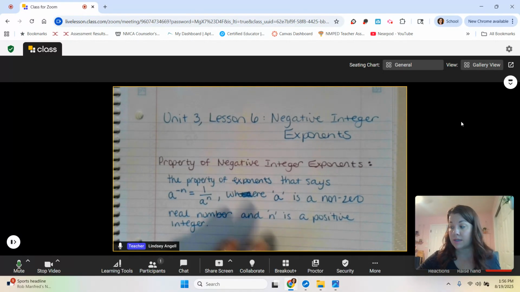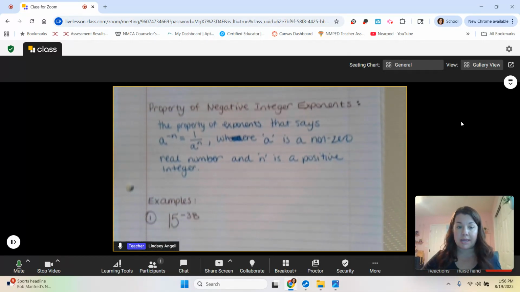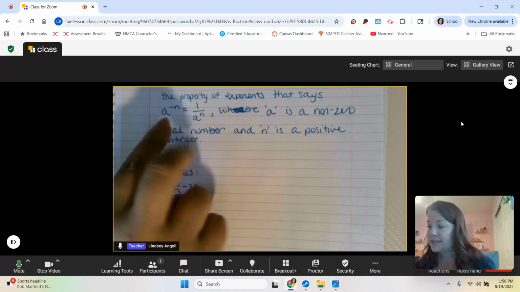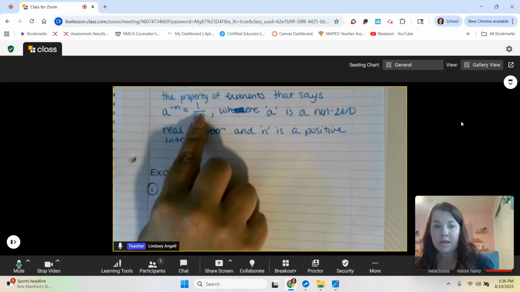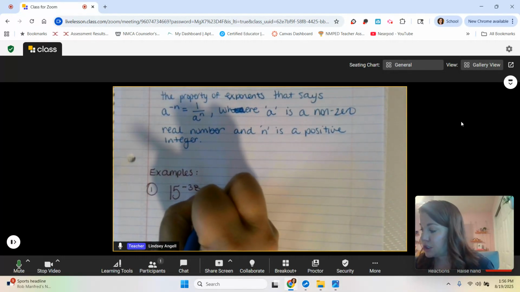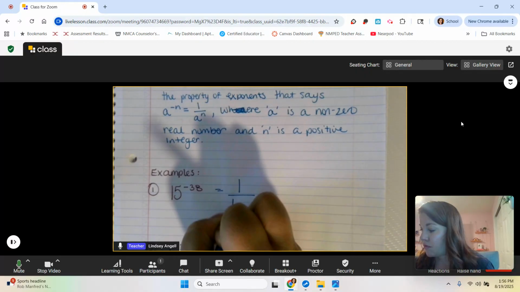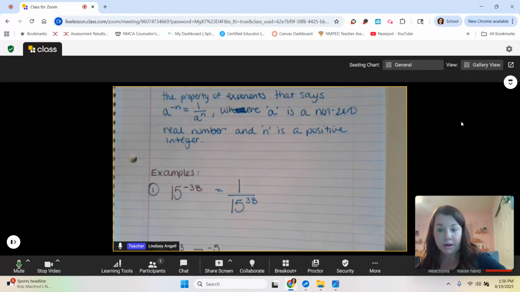All right, so applying this rule, that's our number one goal today. With our first example, I have 15 to the negative 38. Looking at this, that's in that exact setup as this first part right here. So really all I have to do is put it 1 over 15 to the 38th power. And that's it. That's your final answer.